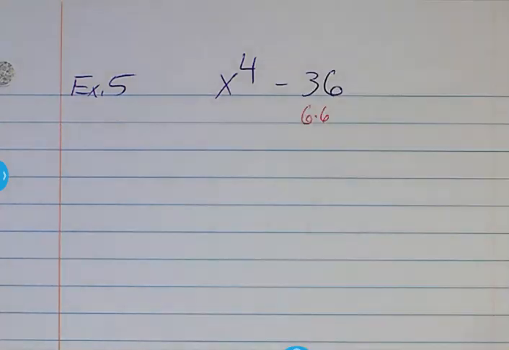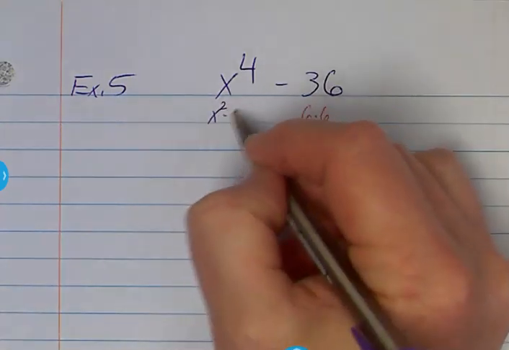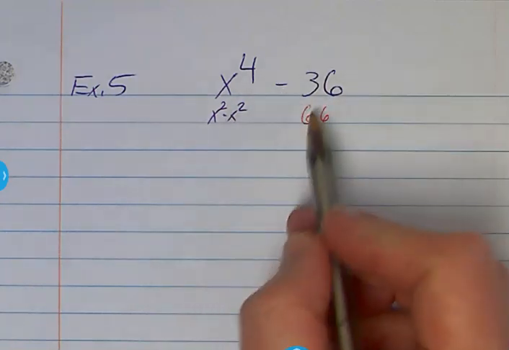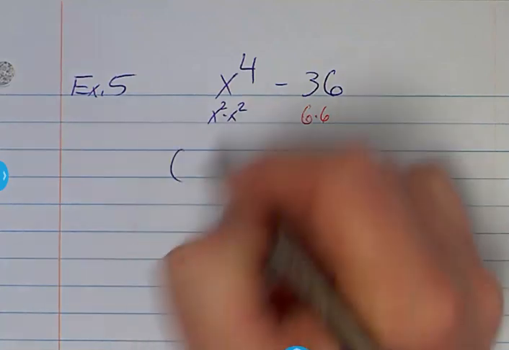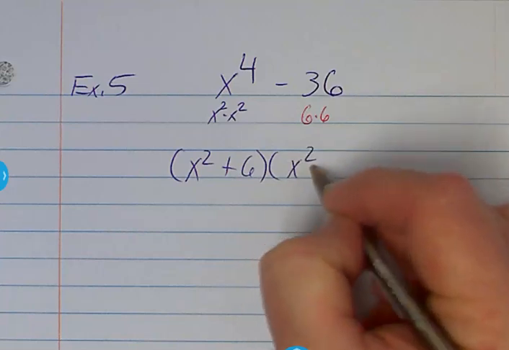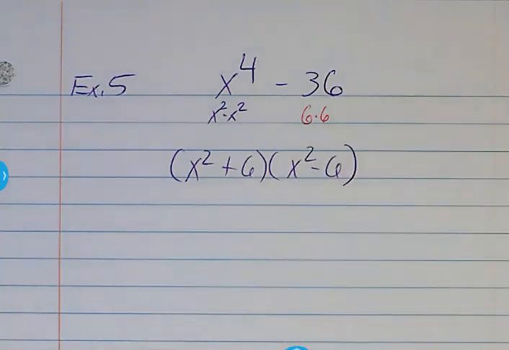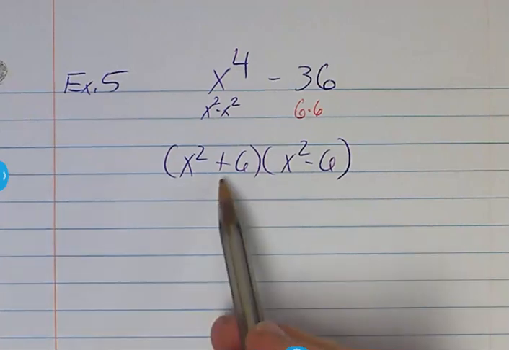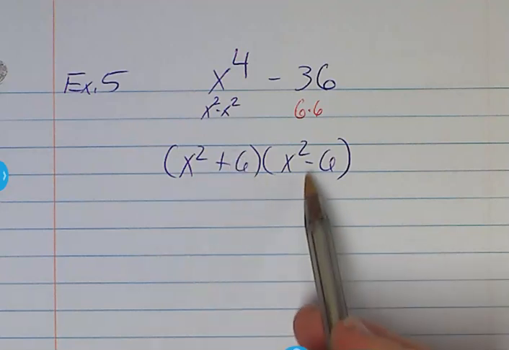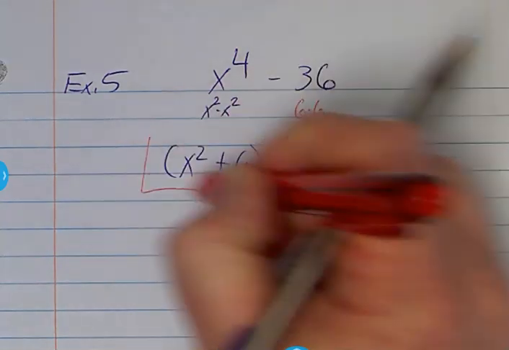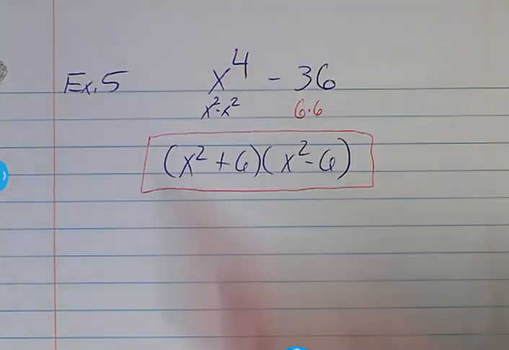X to the fourth, again, you can basically cut it in half and make it x squared times x squared. So in that case, we're still looking at a difference of two perfect square numbers. So we can do x squared plus 6 and x squared minus 6. And for that one, it's not a difference of perfect squares. That's a difference, but 6 is not a perfect square, so that's as far as that one will go.